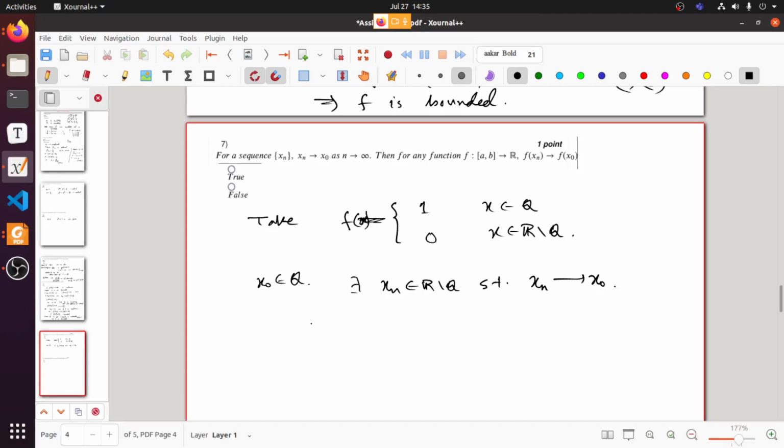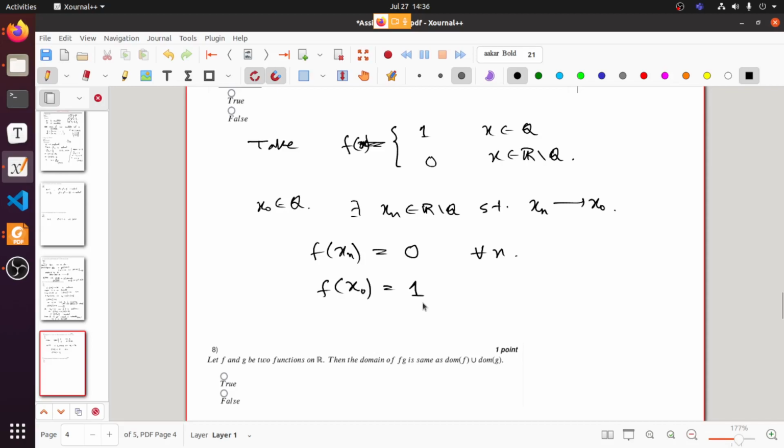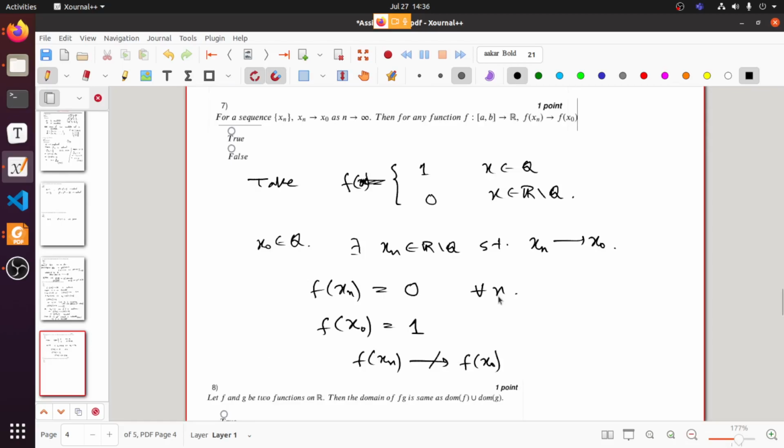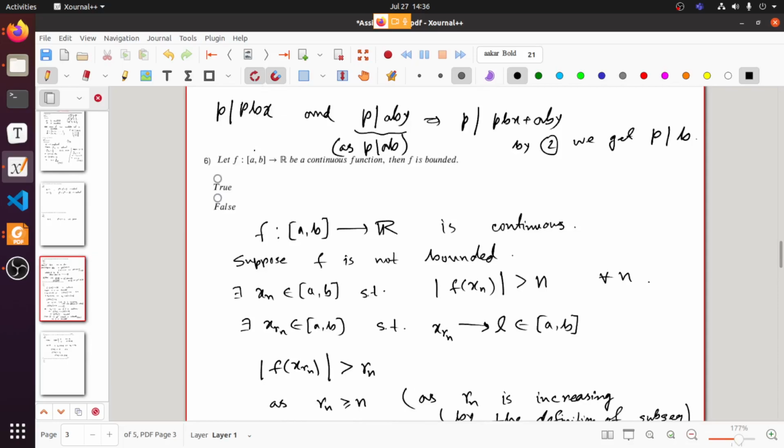As xn is irrational, what will be the value of f at xn? It is 0 for all n, right? And what will be the value of f of x0? As x0 is rational, the value is 1, right? So this is a constant sequence 0 which cannot converge to 1, right? So this shows that f of xn does not converge to f of x0. So this is false, right? Okay, we have done.